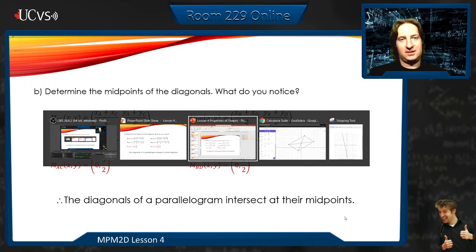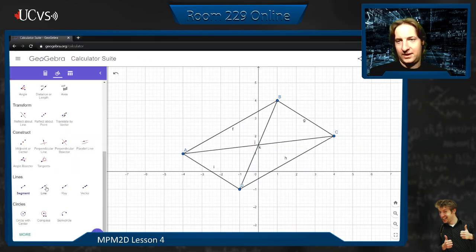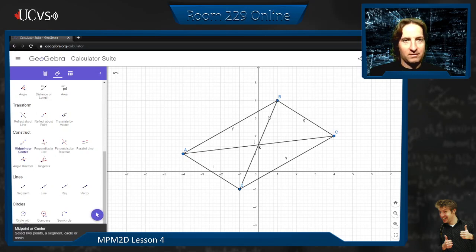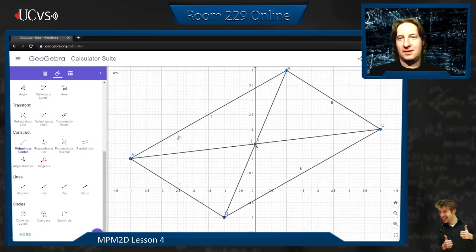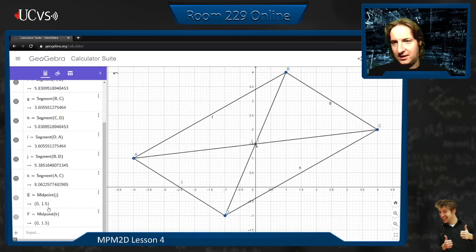That's an interesting idea. Let's go back to GeoGebra and see what happens. If I construct a midpoint of this line, it's point E, and if I construct a midpoint of this line, it's also there. So we end up with a midpoint. Let's see if it gives us the value here. It gives us our midpoint values: 0, 1.5 or 3/2, and 0, 1.5, 3/2. So the diagonals actually cut each other in half. And is that the case for any parallelogram?